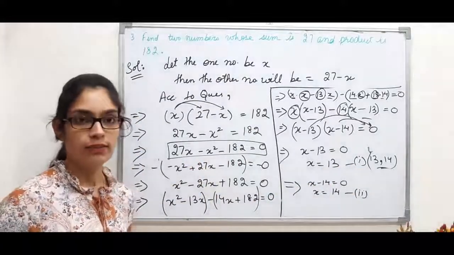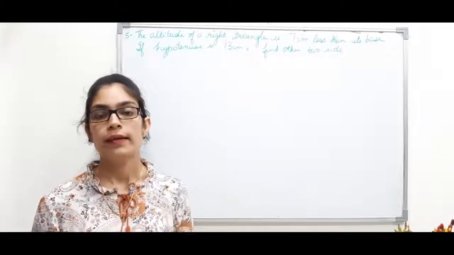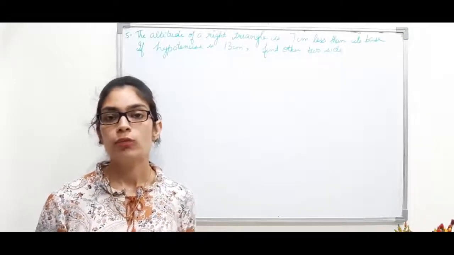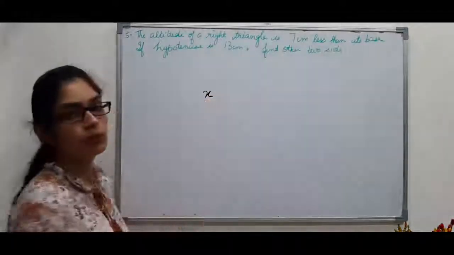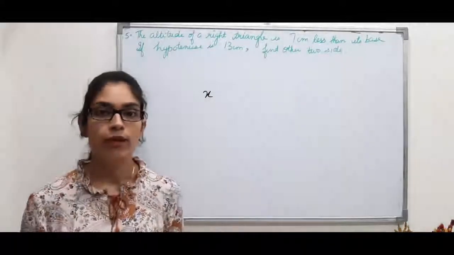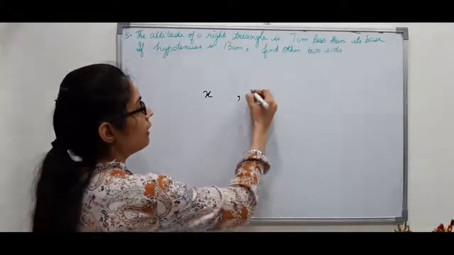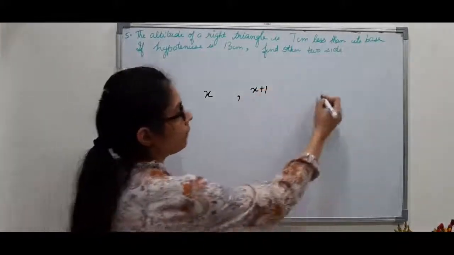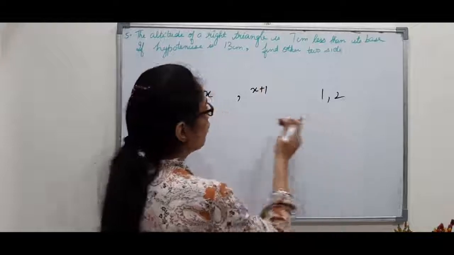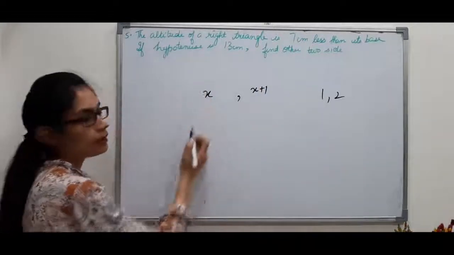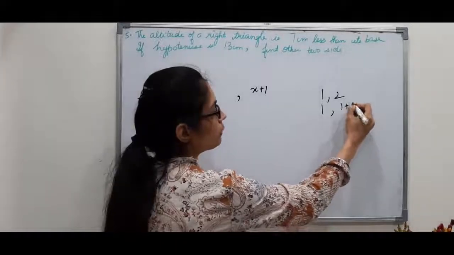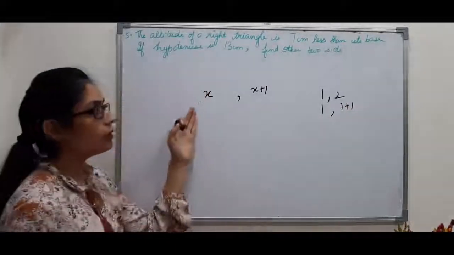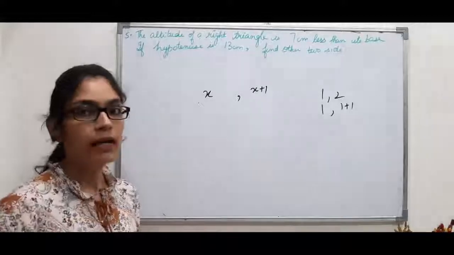Now let's do the next sum. So next, question number 4. In the 4th you have to find two consecutive numbers. So in the first exercise also we discussed consecutive numbers are x and x plus 1. For example 1, 2. So like this you have to write consecutive numbers in terms of x. See, this is 1, this number is 1 plus 1, which is 2. So the numbers which are next to each other are consecutive numbers.